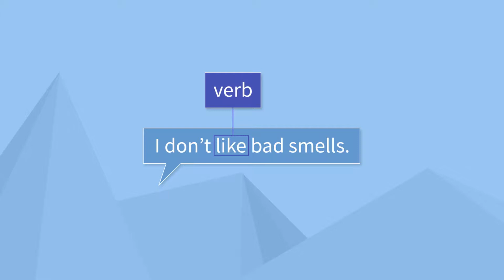Sentence number 2, I don't like bad smells. In this sentence, we don't have an action, but we do have a state, which is to like, or in this case, to not like. So that's our verb, and again, not liking is done by I, so that's our subject again. So for sentence number 2, the subject is I, and the verb is like.